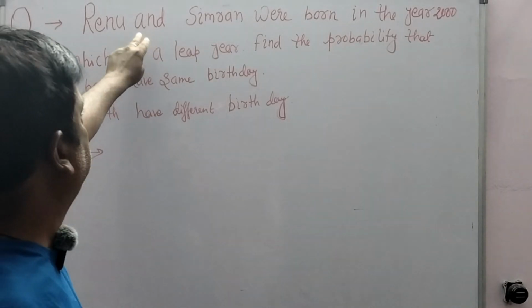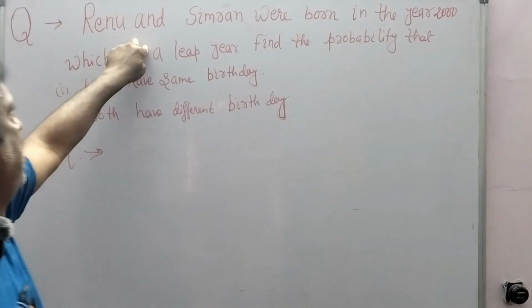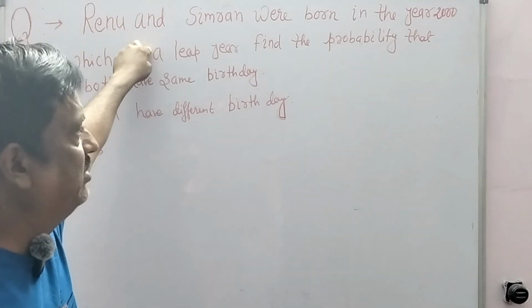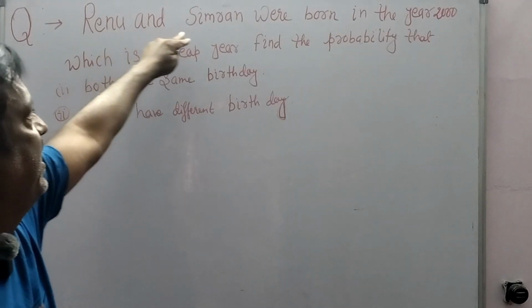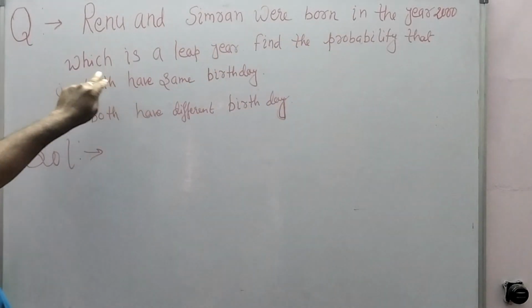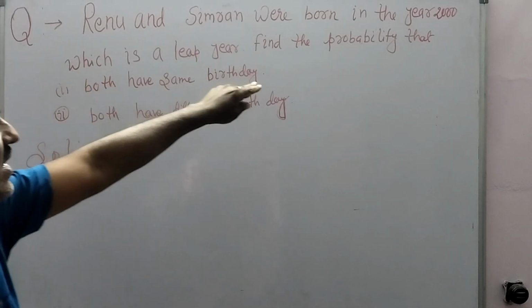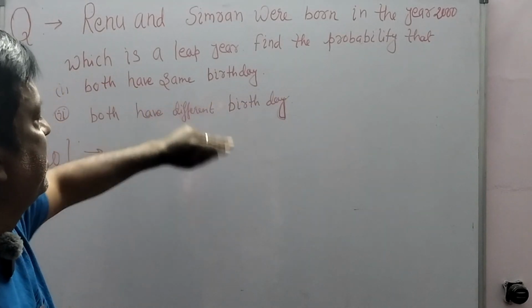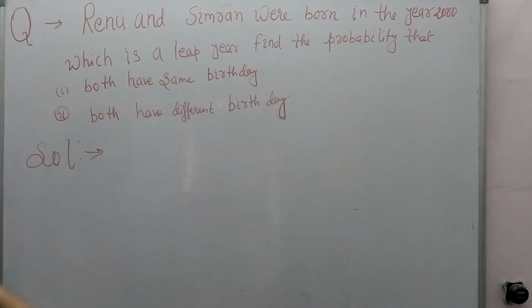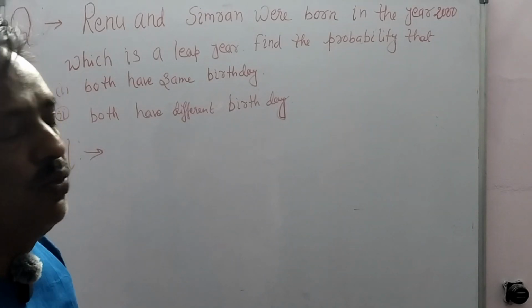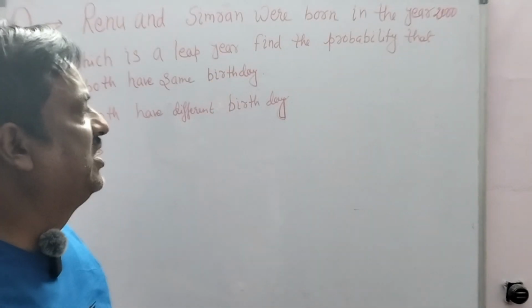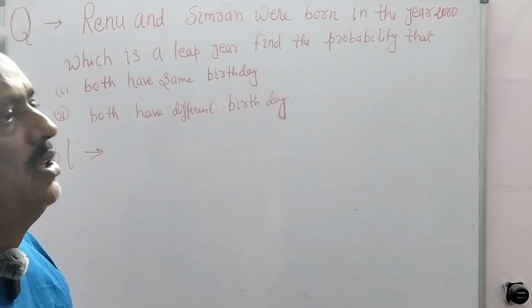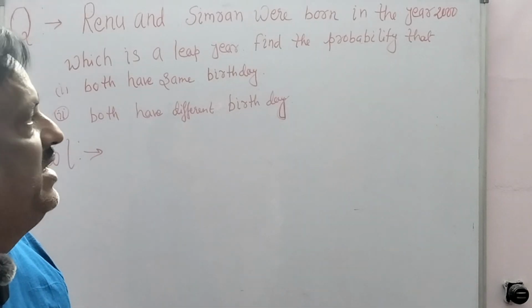Hello friends, we are going to discuss again a very interesting problem of probability. Renu and Simran were born in the year 2000, which is a leap year. Find the probability that both have the same birthday, and both have different birthdays. A leap year means 366 days.